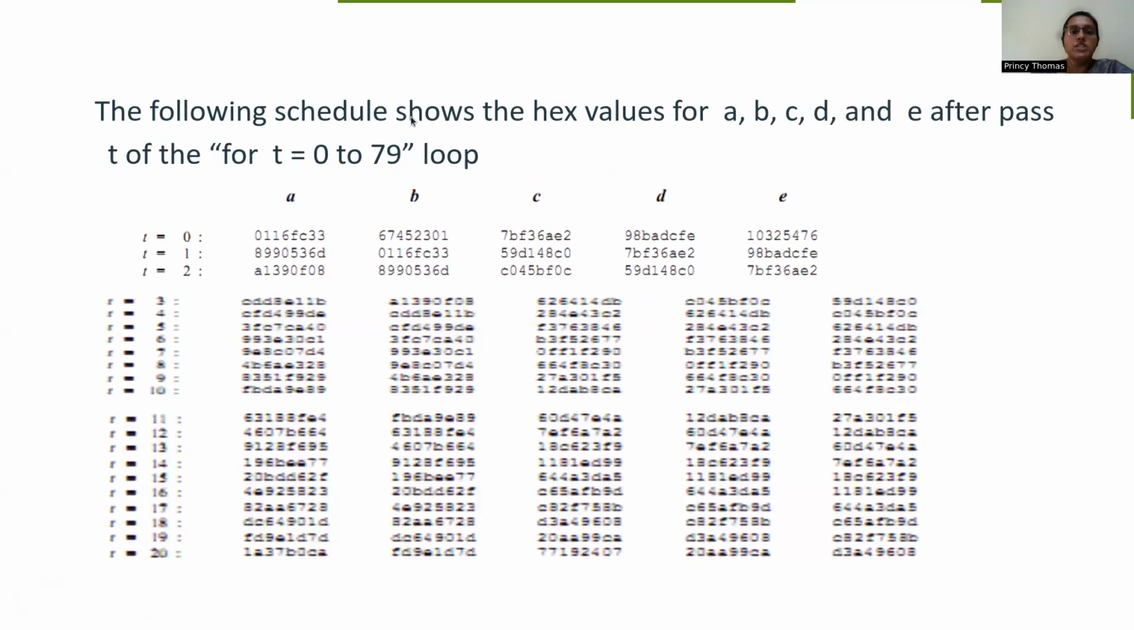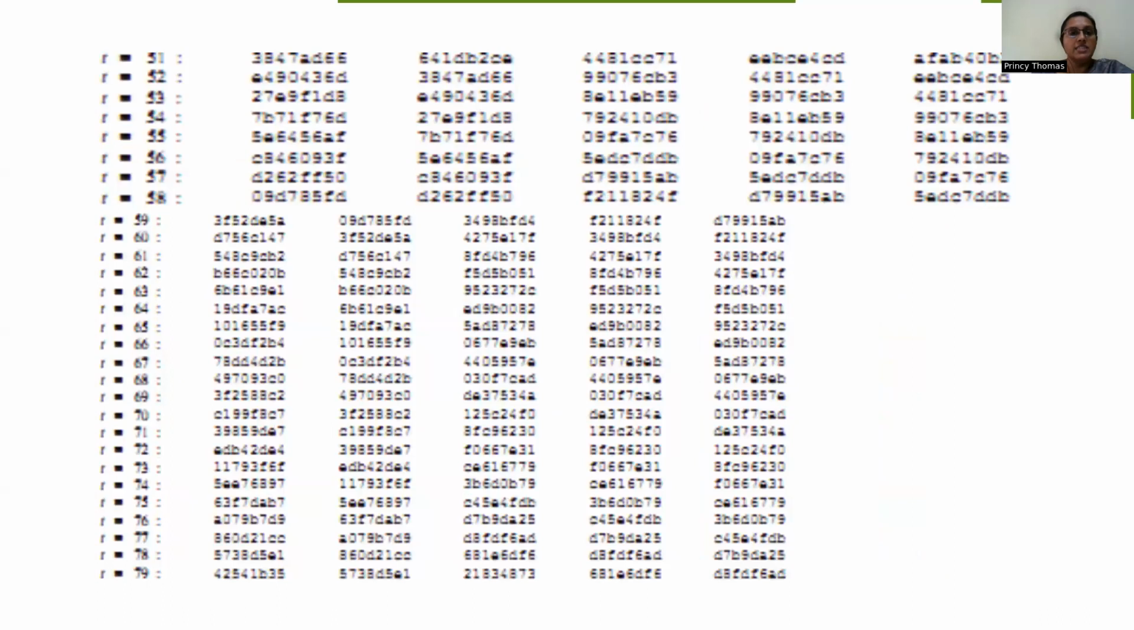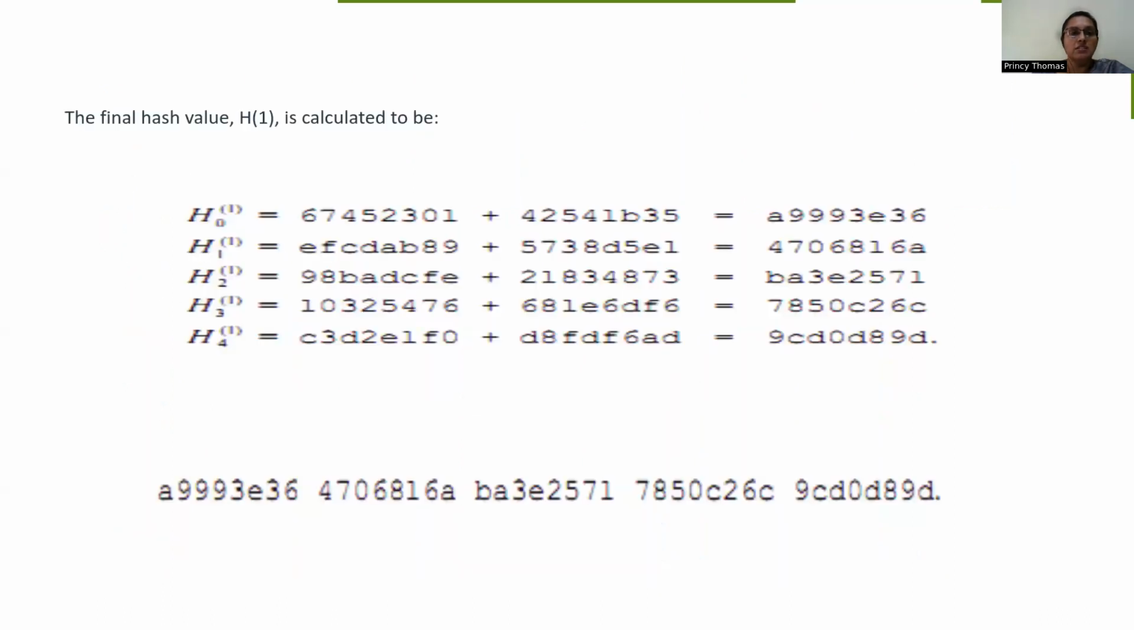Then the following schedule shows the hex values. In each case, after each round, there are 80 rounds, T from 0 to 79, and the ABCDE values keep changing for each T. So when T is equal to 0, the ABCDE values are calculated from the previous ABCDE values. And for each round, the hex values will change. So this is done 79 times.